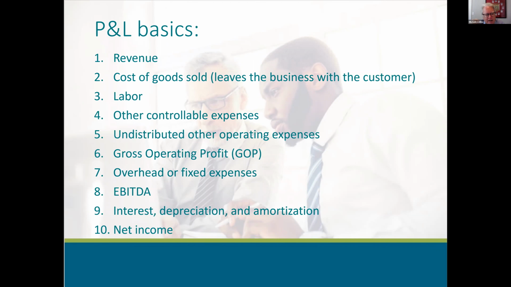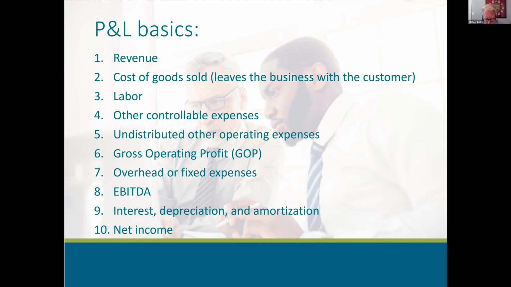The first thing we deduct is our cost of goods sold. I always explain to students that cost of goods sold is what leaves the business with the customer. So when they come to a restaurant, they're going to consume food and they're going to leave the building with that food. The food doesn't remain behind. If they go to a retail shop and buy a set of golf clubs, the golf clubs leave. That's the cost of goods sold. When they have a beer, the beer leaves with the customer. That's cost of goods sold.